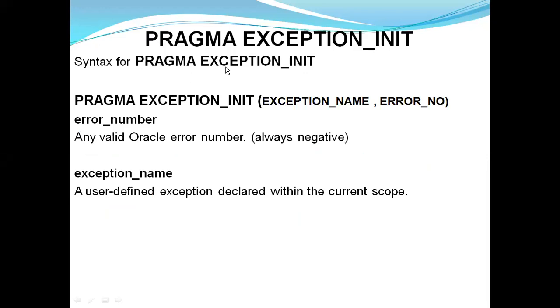Next is called pragma exception init. So how to use pragma exception init? Take an exception name and an error number, which is an existing error number. You have to find it out and you can use that. So your exception will have that error number associated with it. Simple.